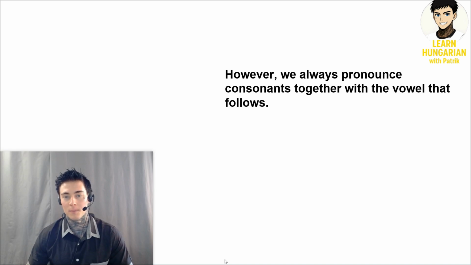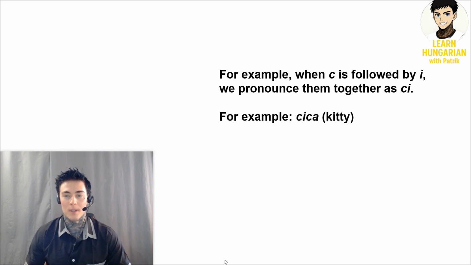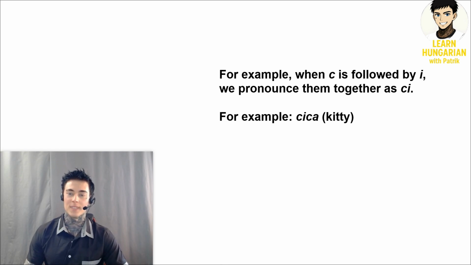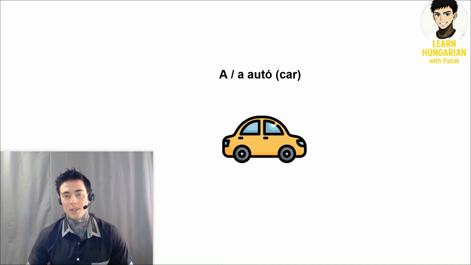However, we always pronounce a consonant together with the vowel that follows. For example, when C is followed by I, we pronounce them together as Ci. For example, Tica. I put the letters into words. Okay, move on to the letters.